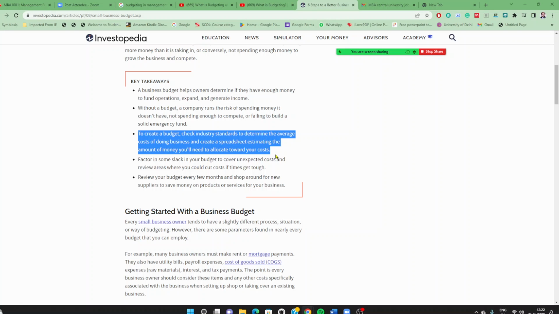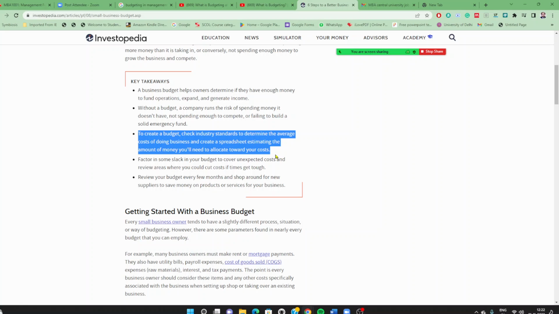To create a budget, check industry standards. You have to determine what other players in your industry are doing, determine the average cost of doing business, and create a spreadsheet. See, most of the budgeting is done on Excel, right?